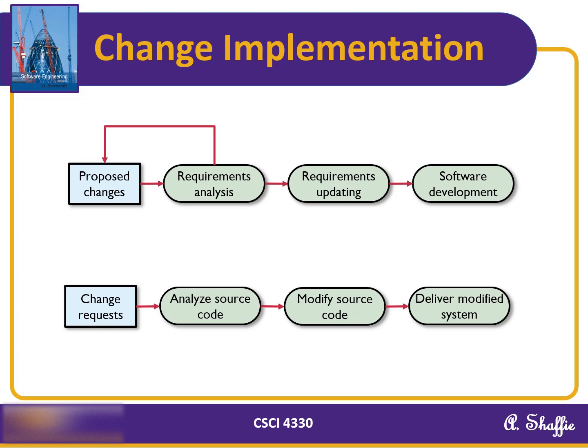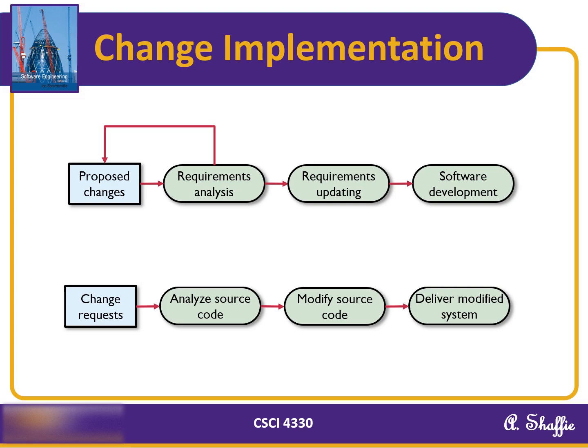You can see here two models for change implementation. The first model represents the original change process. In this process, we start with requirement analysis, where we may go back and forth to refine and reformulate the proposed changes. Once the changes are finalized and agreed upon, we move to the requirements updating activity, where we update the requirements document. And finally, we proceed to the software development activity, which includes all the familiar steps such as designing, implementing, and testing.